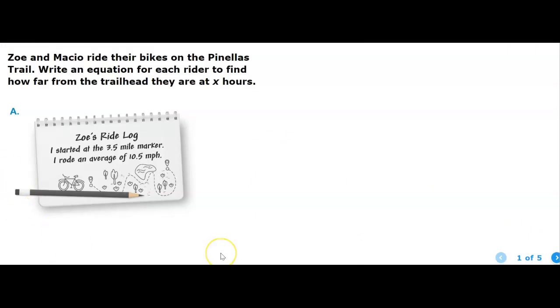Zoe and Masio ride their bikes on the Pinellas Trail. Write an equation for each rider to find how far from the trailhead they are at x hours. Zoe's ride log: she started at the 3.5 mile marker and she rode an average of 10.5 miles.